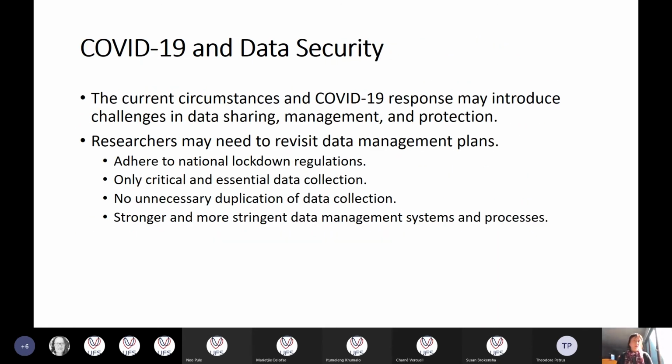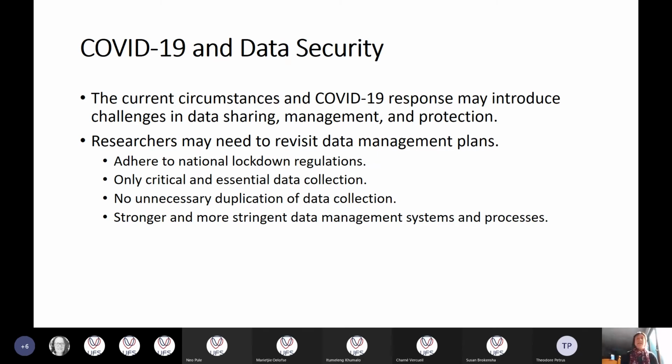In addition to all these security levels and policies that we need to be aware of, we are also confronted with the COVID-19 situation. And as the pandemic continues, it's important to recognize the fluctuating nature of the situation and to remain flexible depending on current lockdown regulations. As such, researchers may need to revisit their data management plans in order to adhere to national lockdown regulations and to infection control and prevention measures. We should only go out into the field when necessary to collect critical and essential data and not to unnecessarily duplicate data collections. And especially now that we are moving more to online data collection methods, we need stronger and more stringent data management systems and processes in place.